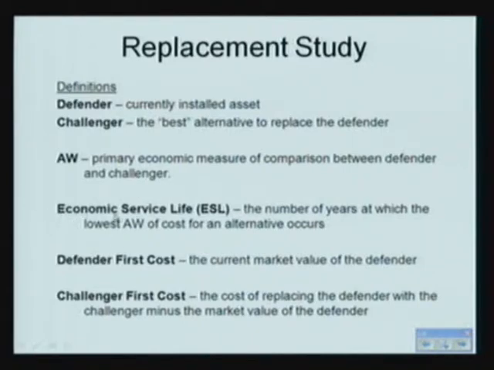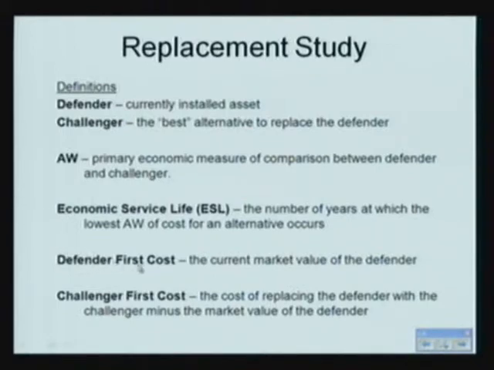Now, of utmost importance is this idea of economic service life, or ESL. That is the number of years at which the lowest annual worth of cost for an alternative occurs. So this is really, how long do I hold on to this asset, this piece of equipment? If I hold on to it for too long, it's going to cost me a lot of money. If I hold on to it for too short a time, it's going to cost me a lot of money. Where's that sweet spot in between?